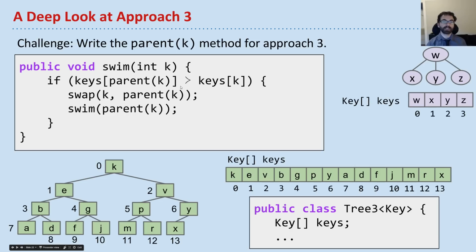It's going to be really short. It's going to take as input an integer, and it's going to return an integer corresponding to the parent. So for 5, it should return 2. For 13, it should return 6, and so forth. So I'll give you guys a short time to think about that, and I will spoil it in the next little bit.